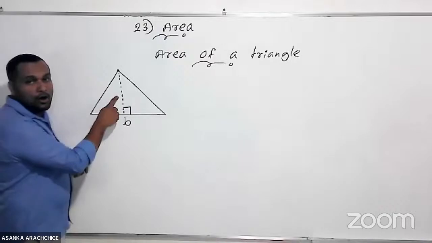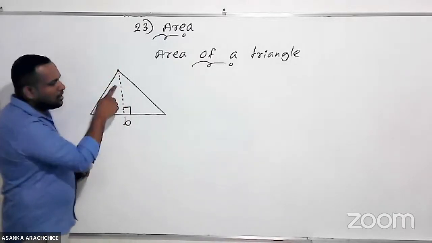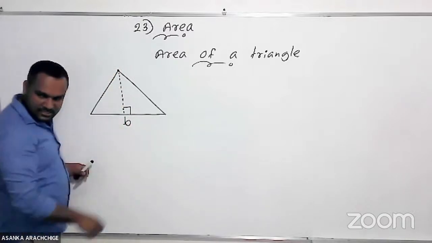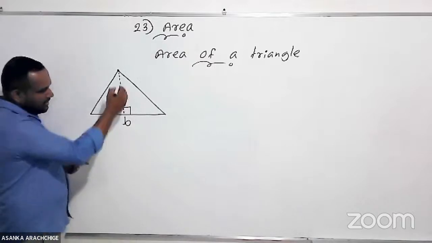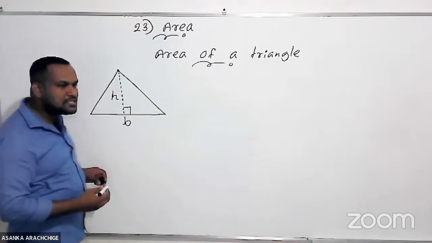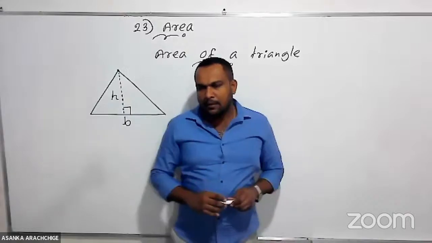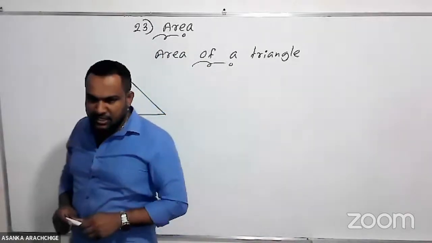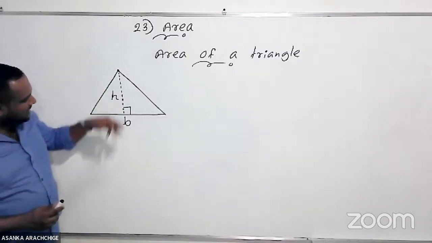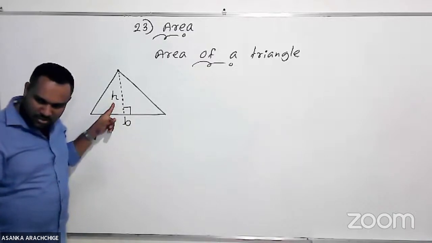So this is called the perpendicular drawn from the opposite vertex to the base. The length of this perpendicular is symbolized by simple h. That length is called the perpendicular height of the triangle. අන්න ඒ length එකට කියනවා triangle එකේ perpendicular height එක කියලා. Understood?